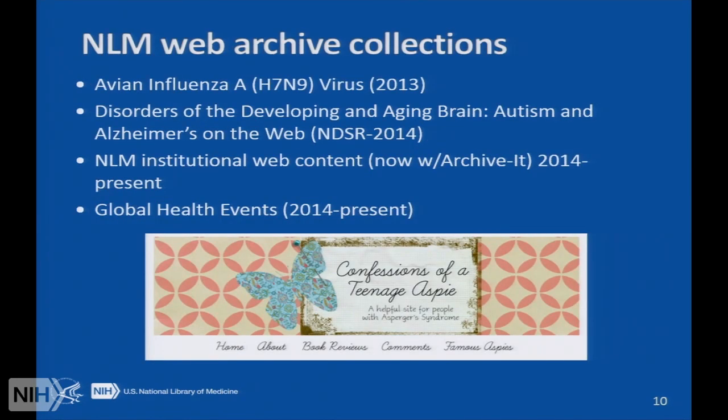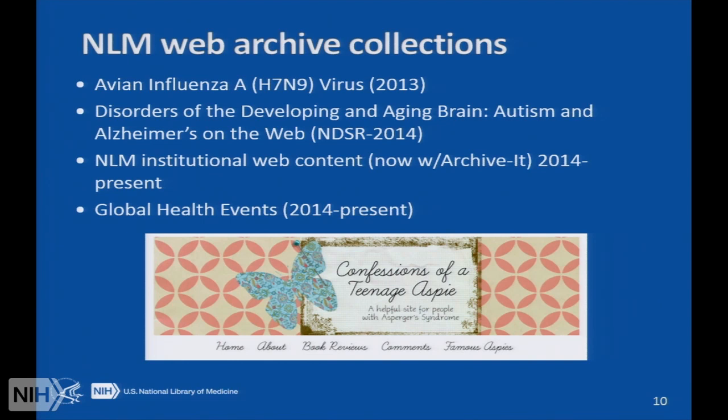Since this pilot, NLM has developed additional thematic and event-based web archive collections, including a collection documenting the Department of Health and Human Services response to the H7N9 avian flu virus. This was our first experience documenting an event. A collection on autism and Alzheimer's resources on the web, which was developed as part of our National Digital Stewardship Residency program by Maureen Harlow.